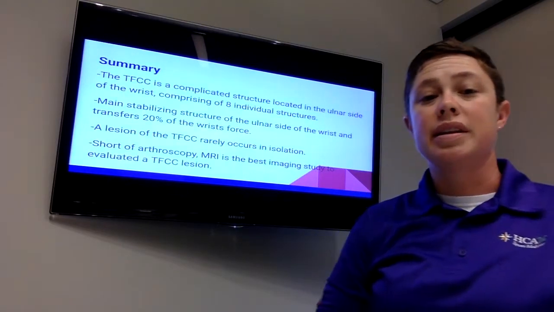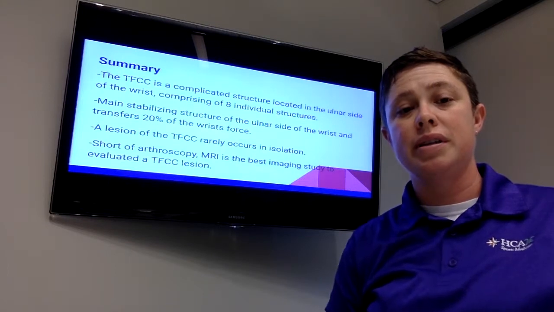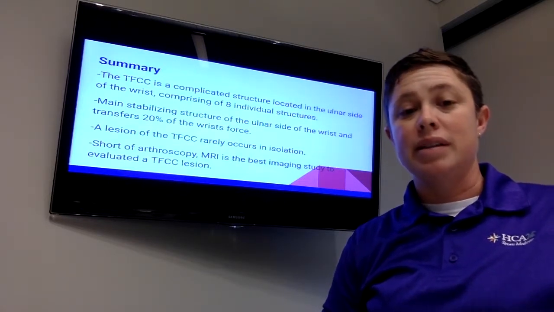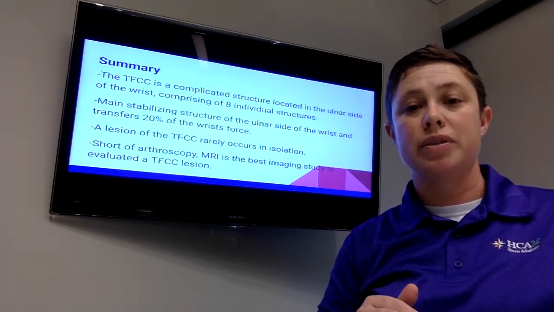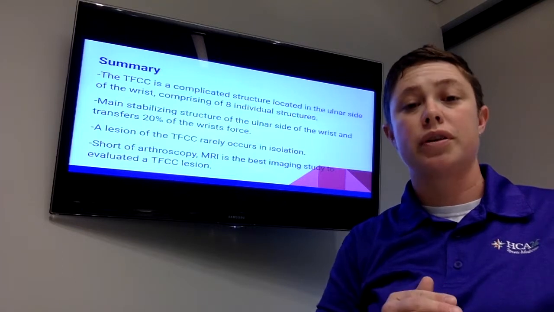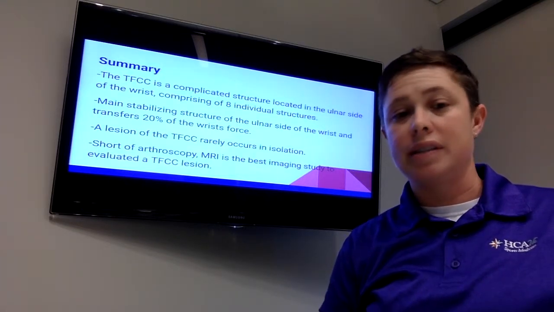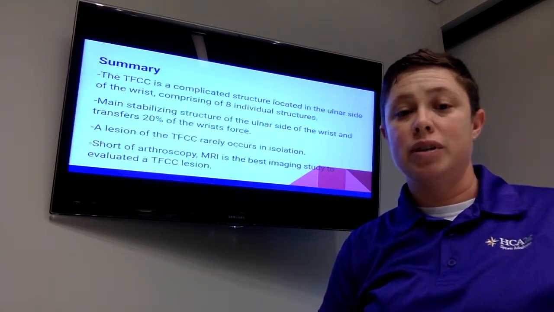So in summary, the TFCC is a complicated structure located on the ulnar side of the wrist, and it comprises 8 individual structures. It is the main stabilizing structure of the ulnar side of the wrist and transfers about 20% of the wrist force across the wrist. A lesion of the TFCC rarely occurs in isolation, and short of arthroscopy, MRI is our best imaging study to evaluate a TFCC lesion.